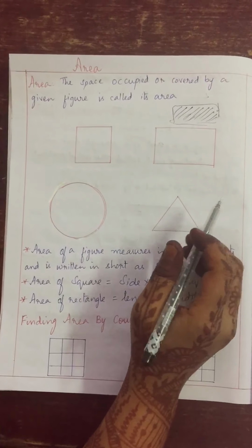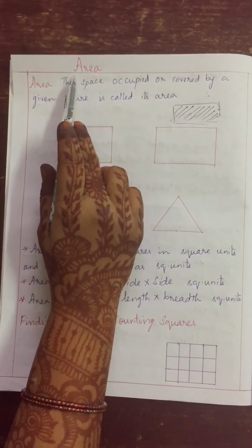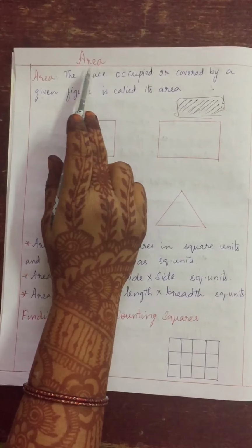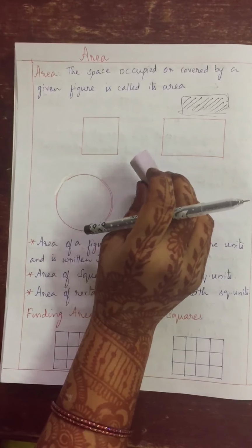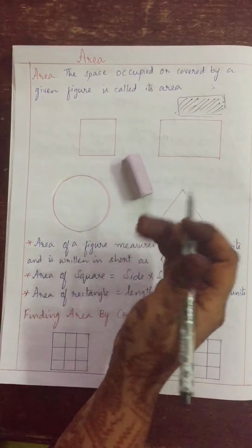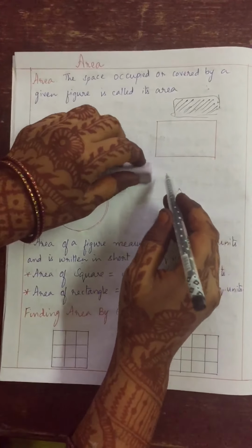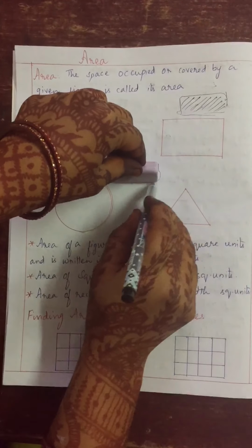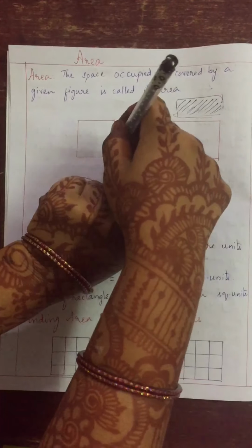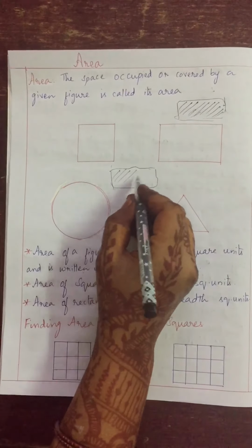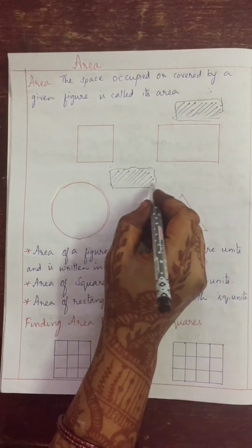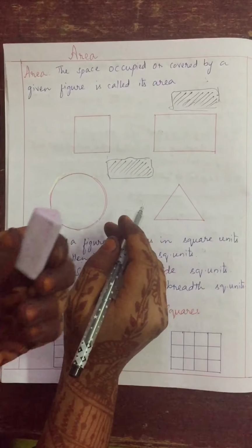Hello children, today we are going to start a new chapter which is called area. Now the question is, what is area? Take any figure. It occupies some space on the book, on the ground, on land, like that. Suppose I took this figure, and I am drawing the outline of this figure. So it takes some space on the book. Whatever space it occupies, that is nothing but the area of this figure.